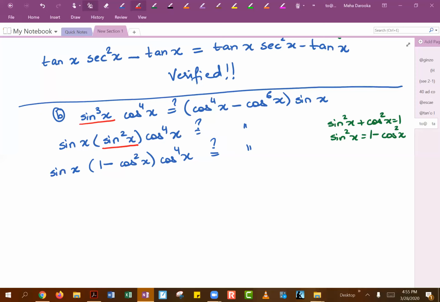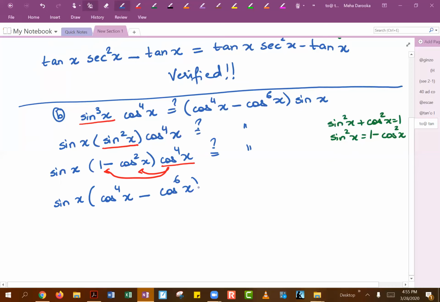Now, as you will see, we need to leave that sine x as it is from the right-hand side, but we need to take this cosine to the fourth power and distribute that inside the parentheses. So I'm going to leave my sine of x as it is, and I'm going to take my cosine to the fourth power multiplied by 1, which will give me cosine to the fourth power of x minus, and then I'm going to multiply the cosine to the fourth power with cosine to the second power, so that's 2 plus 4, which will give us cosine to the sixth power.